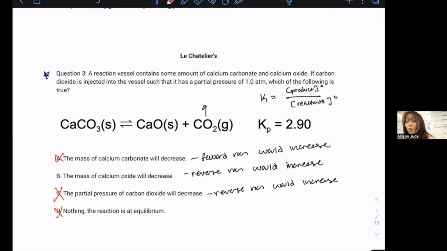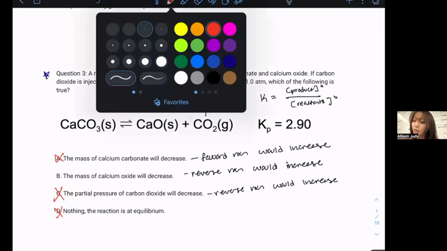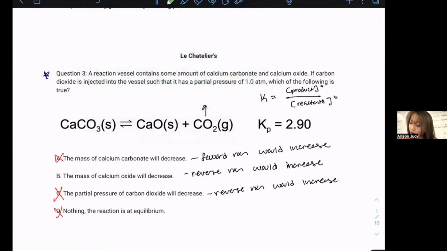And so what's going to happen is the only way to use it up is to favor the reverse direction of the reaction toward the original reactant, calcium carbonate. That would be true, because if I favor the reverse, my response is going to try to decrease, use up the carbon dioxide injected. And as a result, it's also going to use up calcium oxide in a 1-to-1 ratio in order to complete the reverse reaction. So that's kind of your conceptual walkthrough.